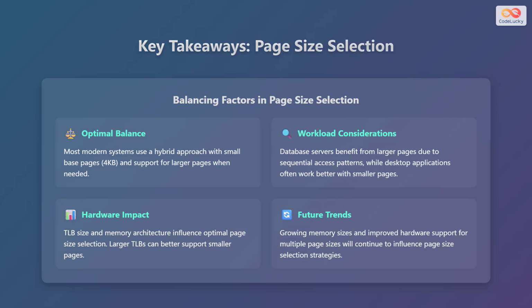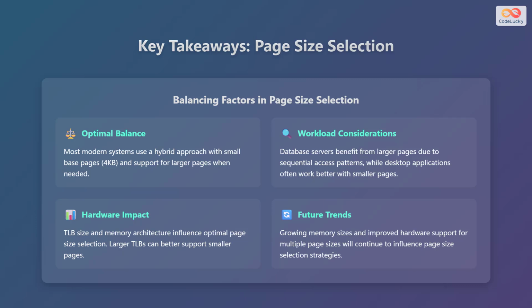Let's review the key takeaways of page size selection. First, let us consider the optimal balance. Most modern systems use a hybrid approach with small base pages of 4 kilobytes and support for larger pages when needed. Second, let us consider workload considerations. Database servers benefit from larger pages due to sequential access patterns, while desktop applications often work better with smaller pages.